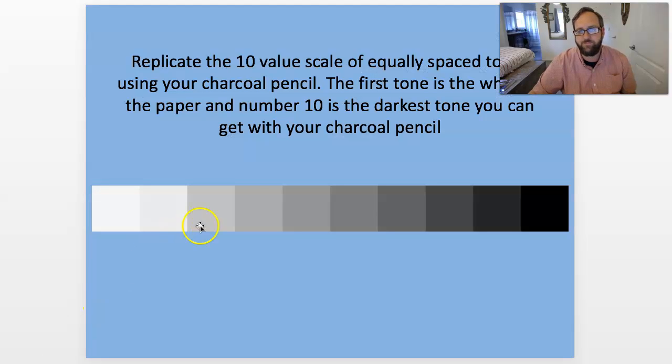So your first assignment is to replicate 10 values spaced equally using a charcoal pencil, and the first tone will be the white of the paper. Why is that? Because the whitest you can get is the paper you're working on when you're using white paper. If you're using newsprint, then you would need to add some kind of white charcoal or white medium to get white. So you're going to be using white paper for this, your sketchbook.